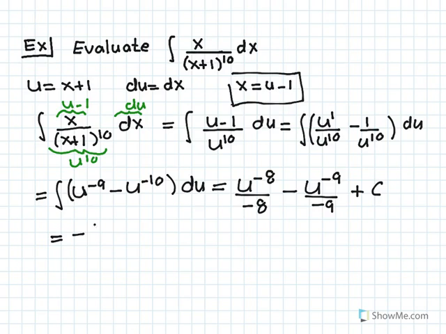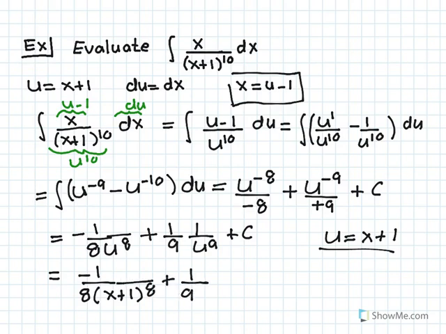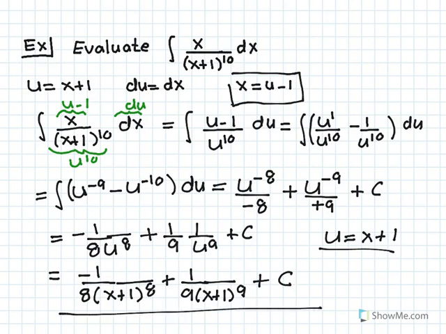So the result is negative 1 over 8, u to the 8, plus 1 over 9, because the minuses cancel out, becomes plus 1 over 9 times 1 over u to the 9, plus c. Now let's plug u back in. U is equal to x plus 1, so we get negative 1 over 8 times x plus 1 to the 8 plus 1 over 9 times x plus 1 to the 9 plus c. This is the antiderivative. All right, thanks.